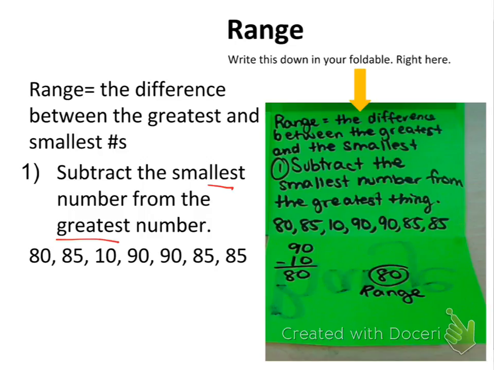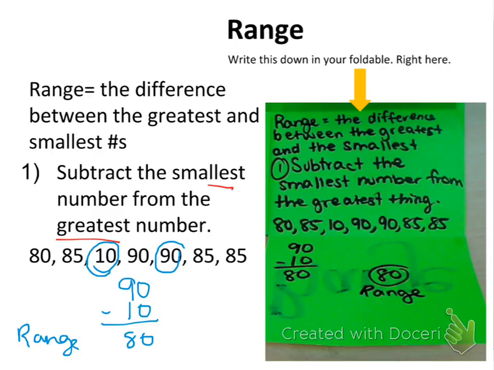So after you've gotten that written down, we're going to find the range of this set of numbers. We need to find our biggest number and our smallest number. So as I look through, I'm looking for the smallest. It looks like 10's the smallest, and it looks like 90 is the biggest. So for the range, I take 90 and I subtract 10. 90 minus 10 is going to give me 80. So my range is equal to 80.